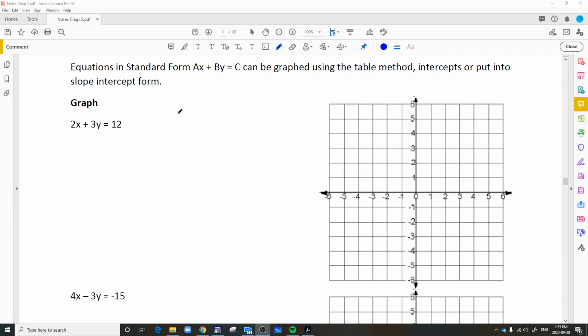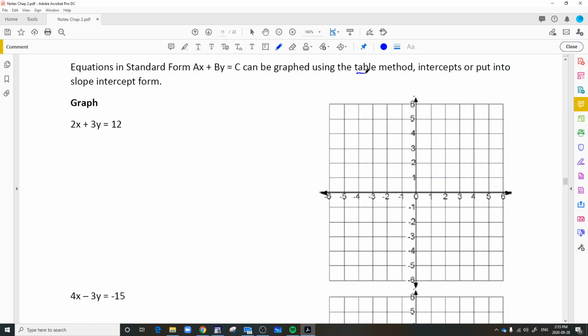Welcome back. Hopefully you have practiced that worksheet and you're really good at graphing y equals mx plus b. So this next step is to graph lines in standard form. So they're not giving it to you in y equals mx plus b, and you have three options.